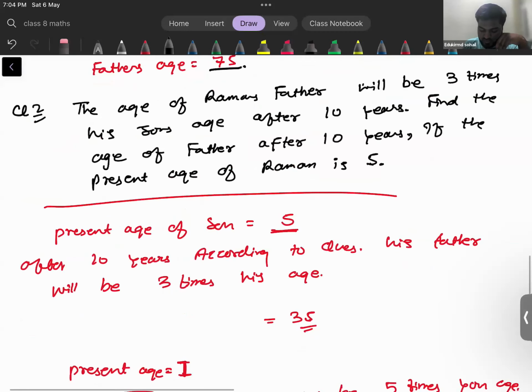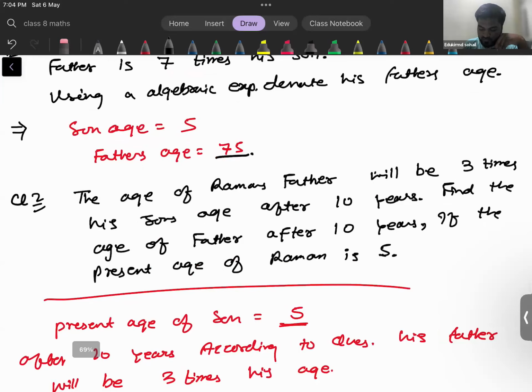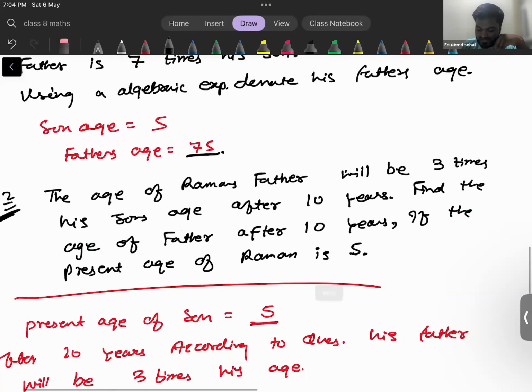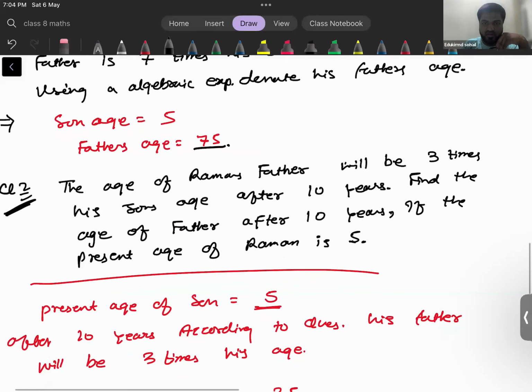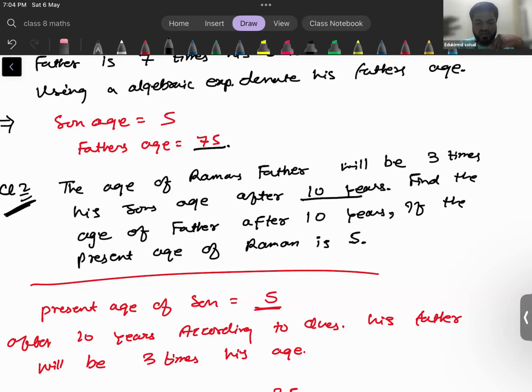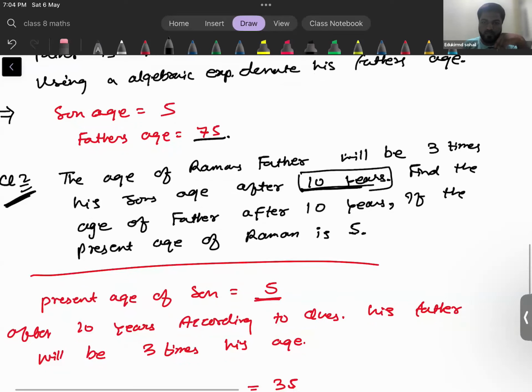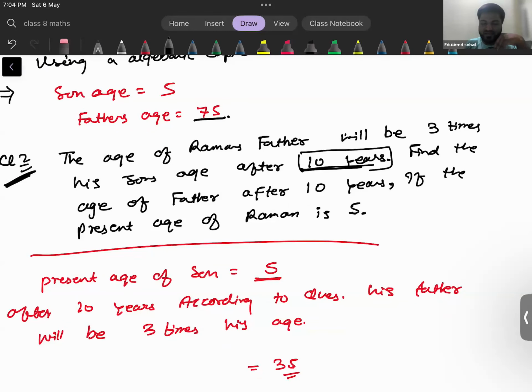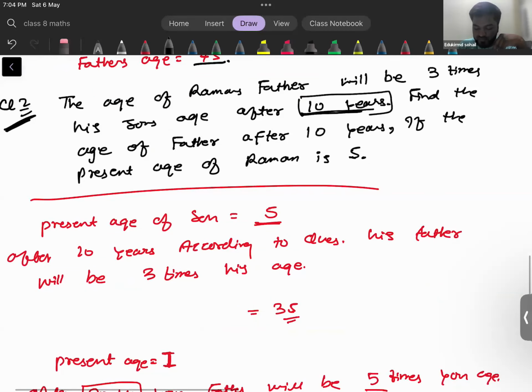Okay. Coming back to question number two, did you get the question? Here, this 10 years is just denoting a time period that after some time, Raman's father's age is going to be 3 times his son's age. Okay. So the examiner puts these sentences just to confuse you. I put 10 years over here. So 10 years has got nothing to do with the answer. This 10 years here basically is denoting a time period.